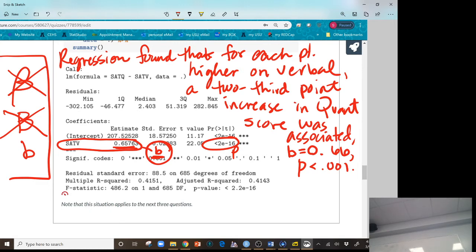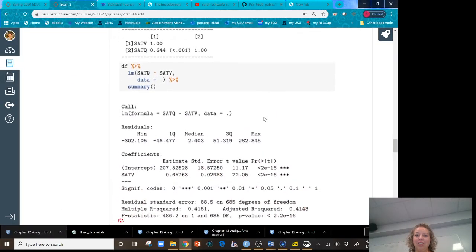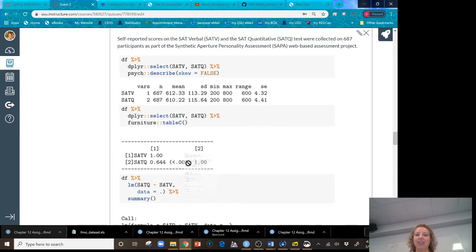The correlation and the slope will always have the same p-value if your regression only has the one predictor in it. Right? This says 2 times e to the negative 16. And if we look here, oh, yeah, it just gives it as less than 0.001.